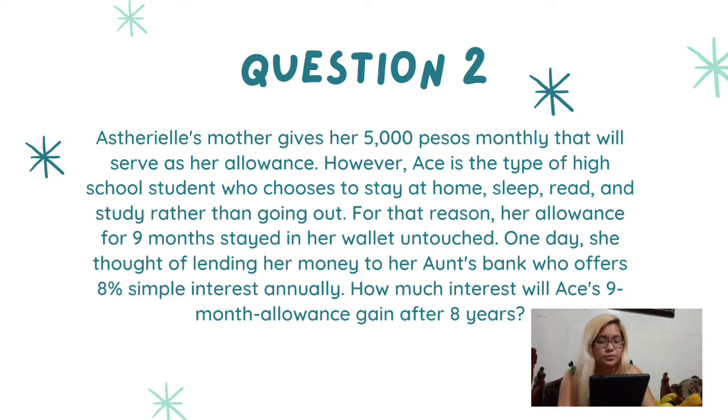Question number 2. Israel's mother gives her 5,000 pesos monthly that will serve as her allowance. However, Ace is the type of high school student who chooses to stay at home, sleep, read, and study rather than going out. For that reason, her allowance for 9 months stayed in her wallet untouched. One day, she thought of lending her money to her aunt's bank, which offers 8% simple interest annually. How much interest will Ace's 9-month allowance gain after 8 years?